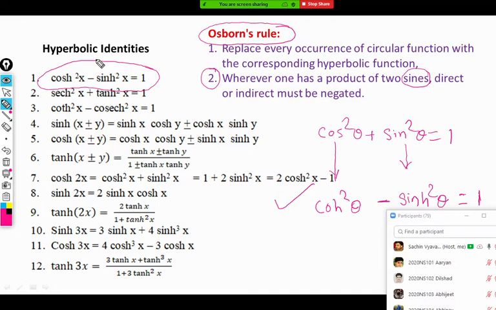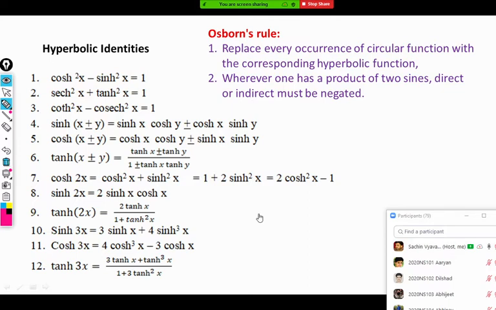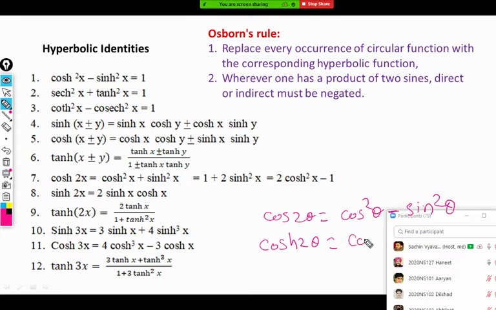Okay. Not only that, let me take some identity, say cos 2 theta. We know this is cos square theta minus sin square theta. So can you give me the corresponding hyperbolic? Cos hyperbolic 2 theta is cos hyperbolic square theta plus sine hyperbolic square theta. Yes, very good. So that's one. You can easily find these formulas now.